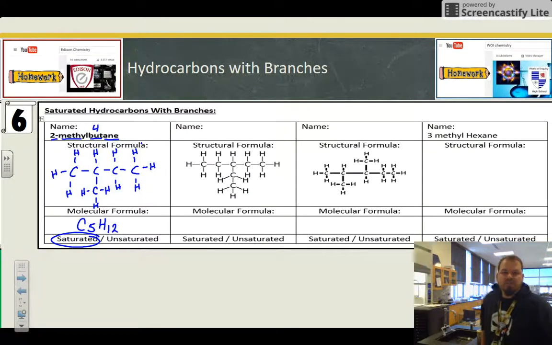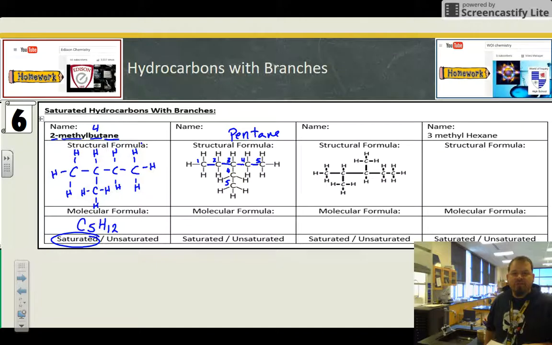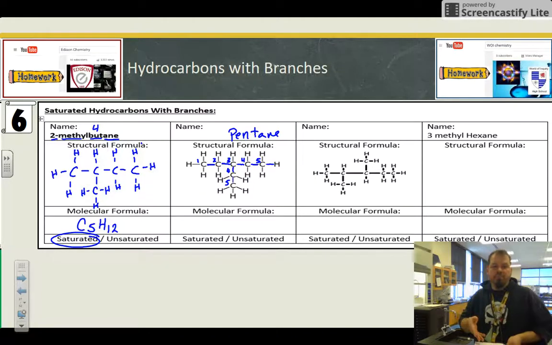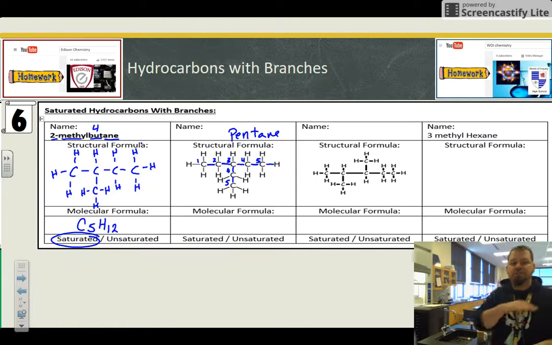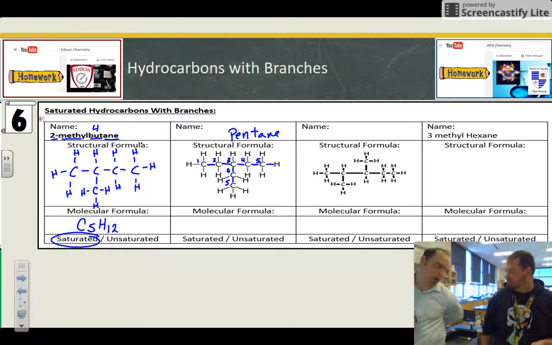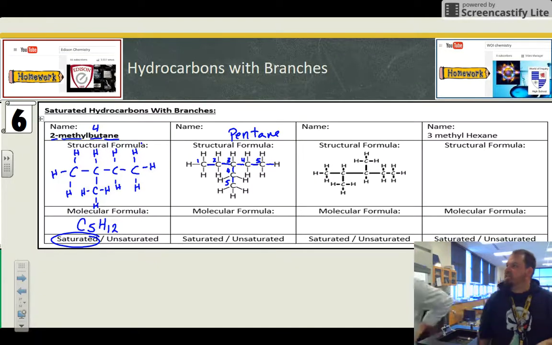All right, so let's name this thing. Longest chain: if we go all the way across, we're going to get 5. And if we go in the bend, we're going to get 5. So we're going to start with 5. That's a pent, and I see that all of the carbons are single bonded, so that is pentane. I would advise, if you can go bent or unbent, choose the unbent to make life easy. So let's go ahead and circle that side chain, because that'll help us then.